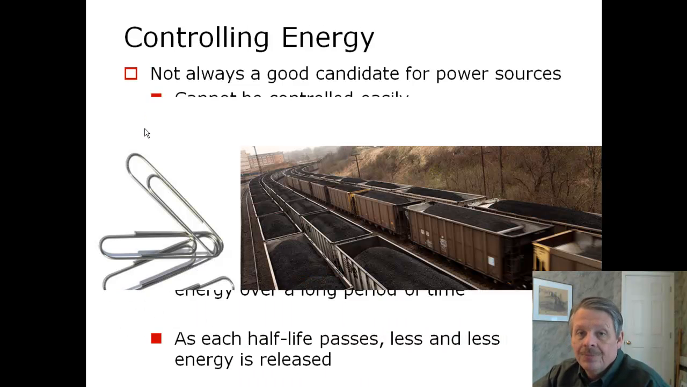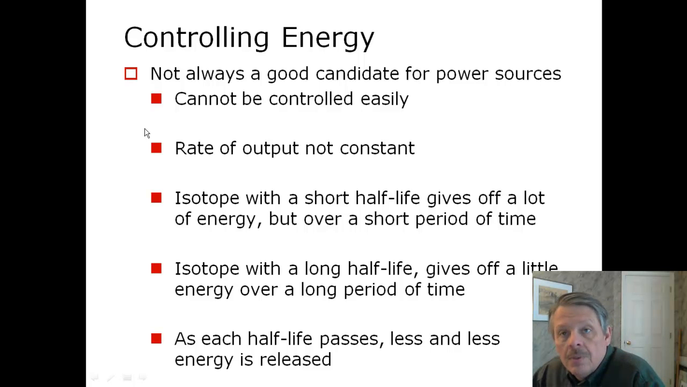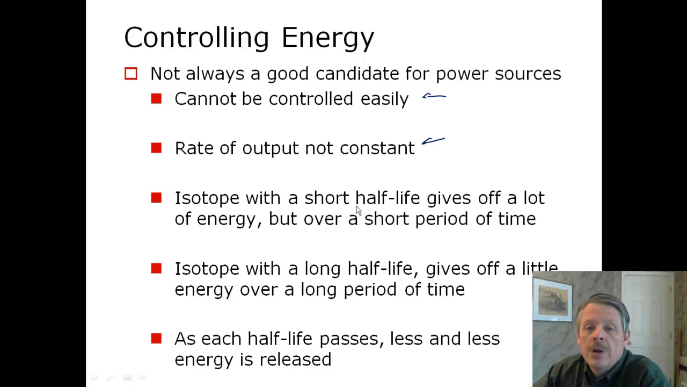Interesting question. So we would like to be able to use nuclear energy for generating power. However, it's not always a good candidate for that because it's very hard to control. Its rate of output is not constant. You'll see that in the next slide. Isotopes with short half-lives give off lots of energy, but only for a very short period of time. But if they have a long half-life, then they only give off a little energy. Granted, they give it off for a longer time, but they're only giving us a little energy. And as each half-life passes, less and less energy is released.